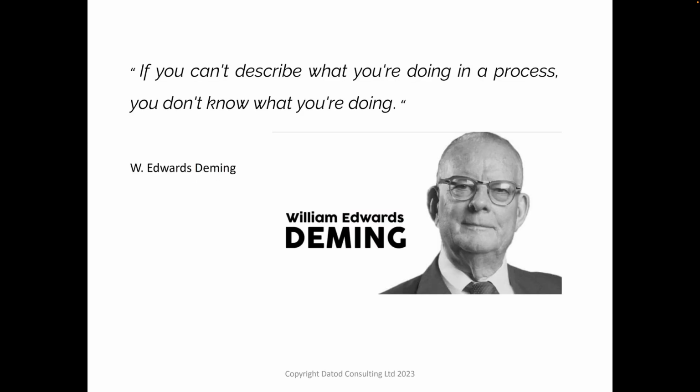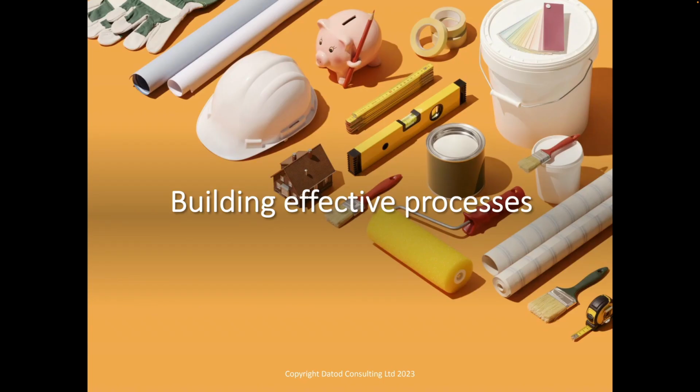Now, Deming famously said that if you can't describe what you're doing in a process, then you don't know what you're doing. And certainly in certain industries, it's mandated that you have a defined and documented process, with procedures that are well defined and describe how you're going to manufacture the goods and services you deliver to your end users. So this session is about what to consider when you start to build an effective process: the needs of the end customer, but also the needs of the day-to-day users of the process within your quality system.